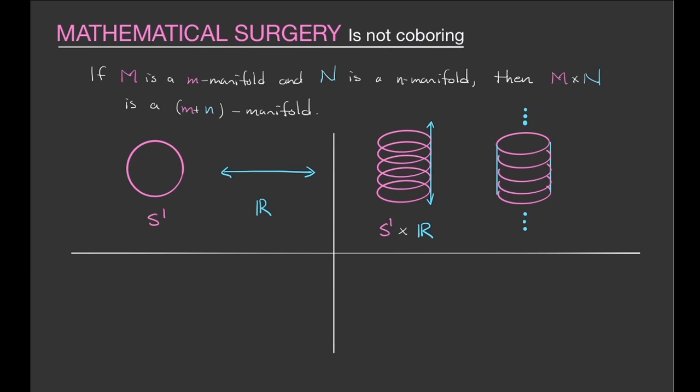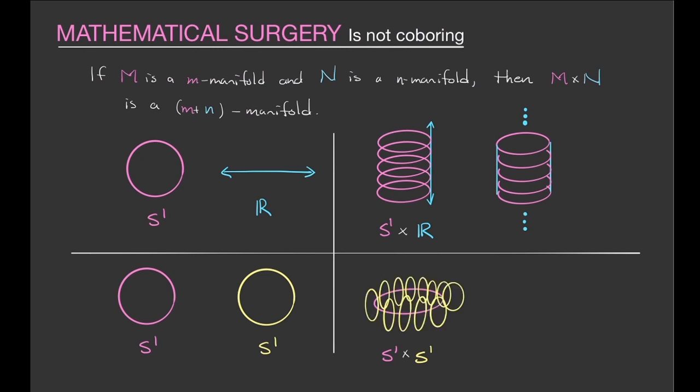In another example, say we have S1 and then another copy of S1. Likewise, when we do the product, we start with S1, then for each point of S1, we have a copy of the other S1. It looks like this. Notice for every one of the points on pink, in theory, we have a copy of this S1, which is a reverse order from what I said here. It works out the same way.